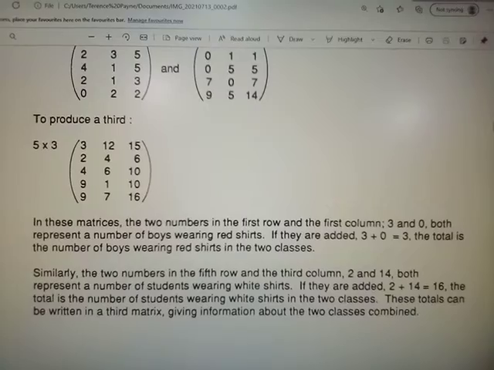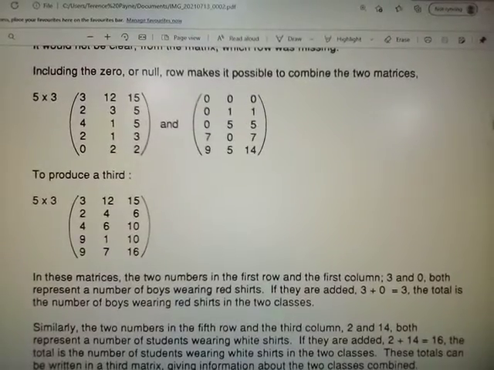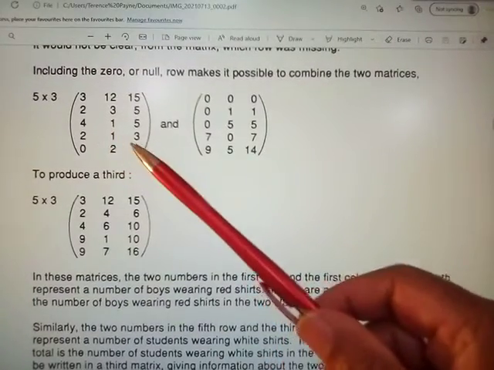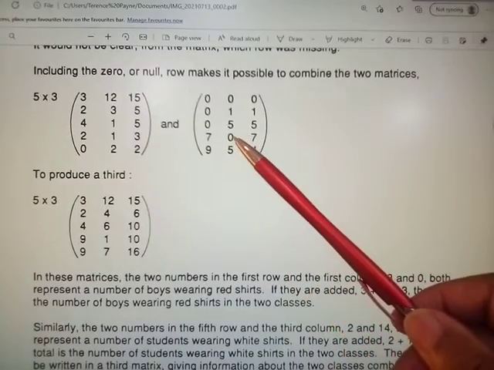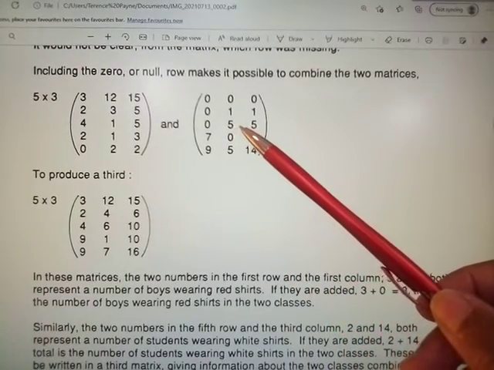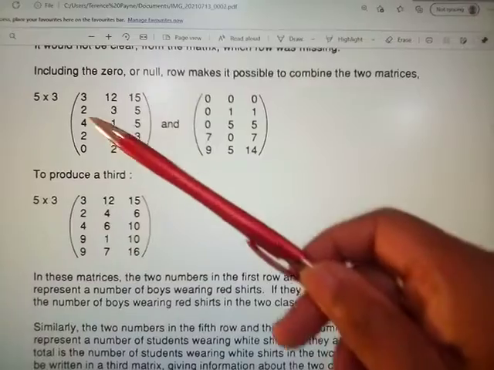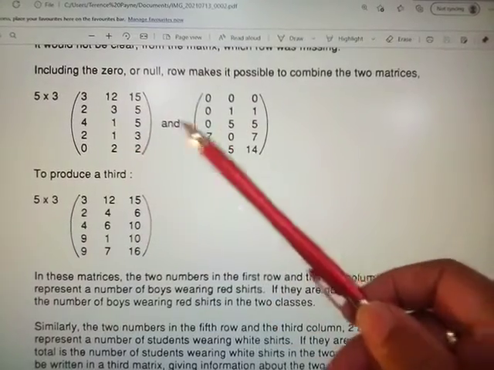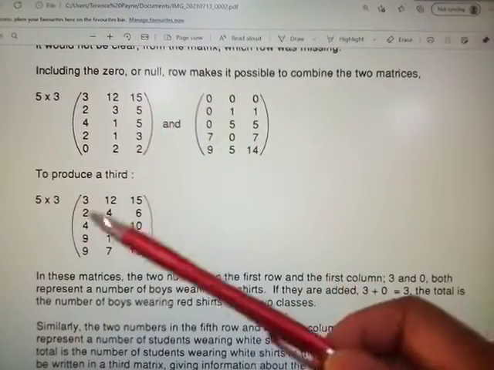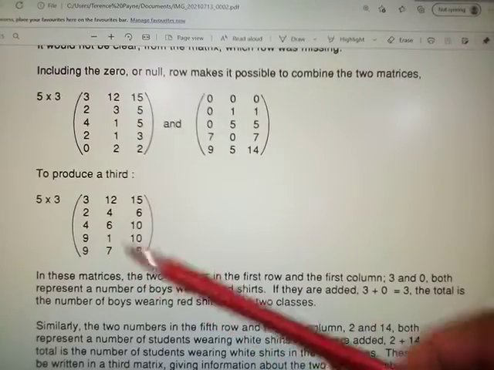And what we're looking at here is this and this. Okay? So this and this. These are two matrices which have given us our third matrix. Okay?